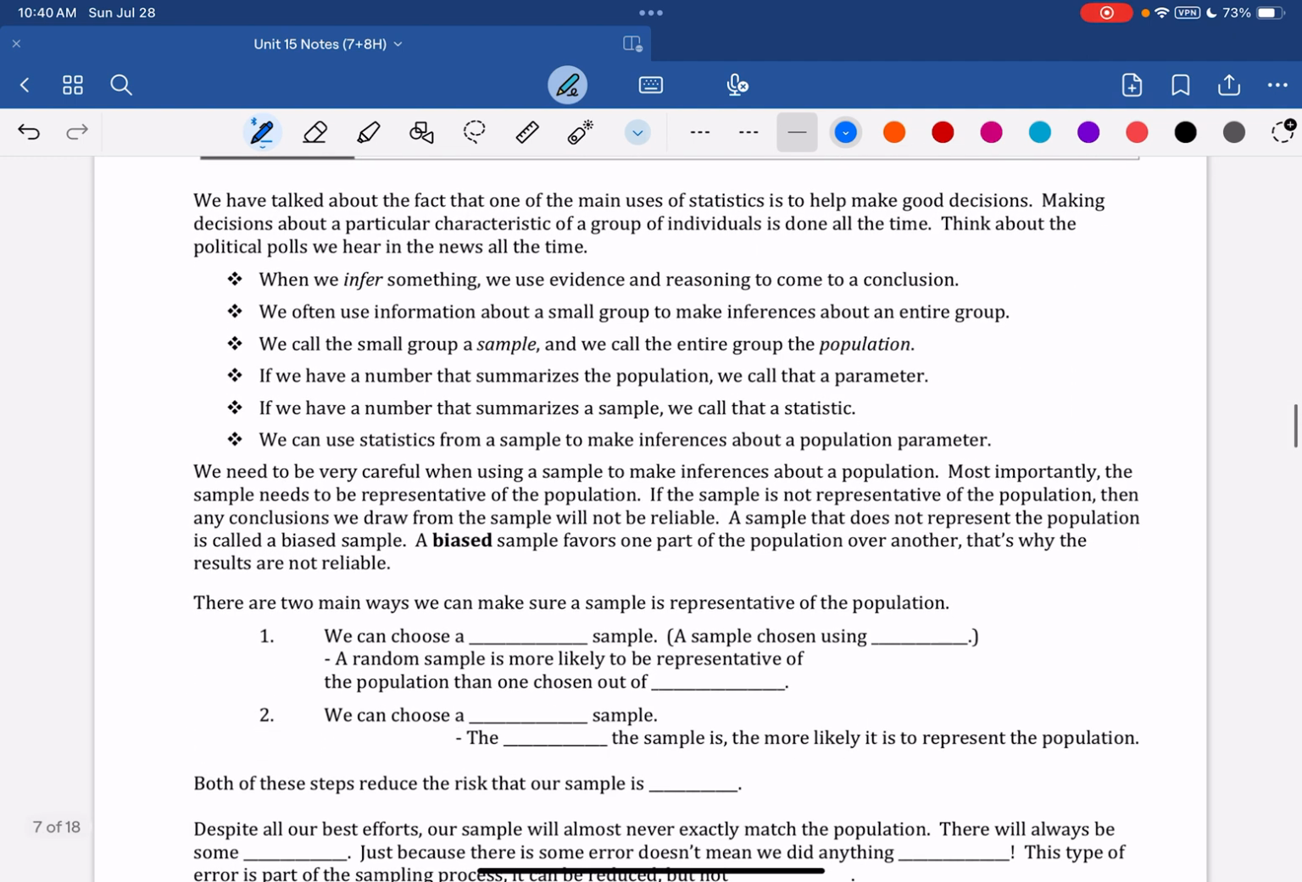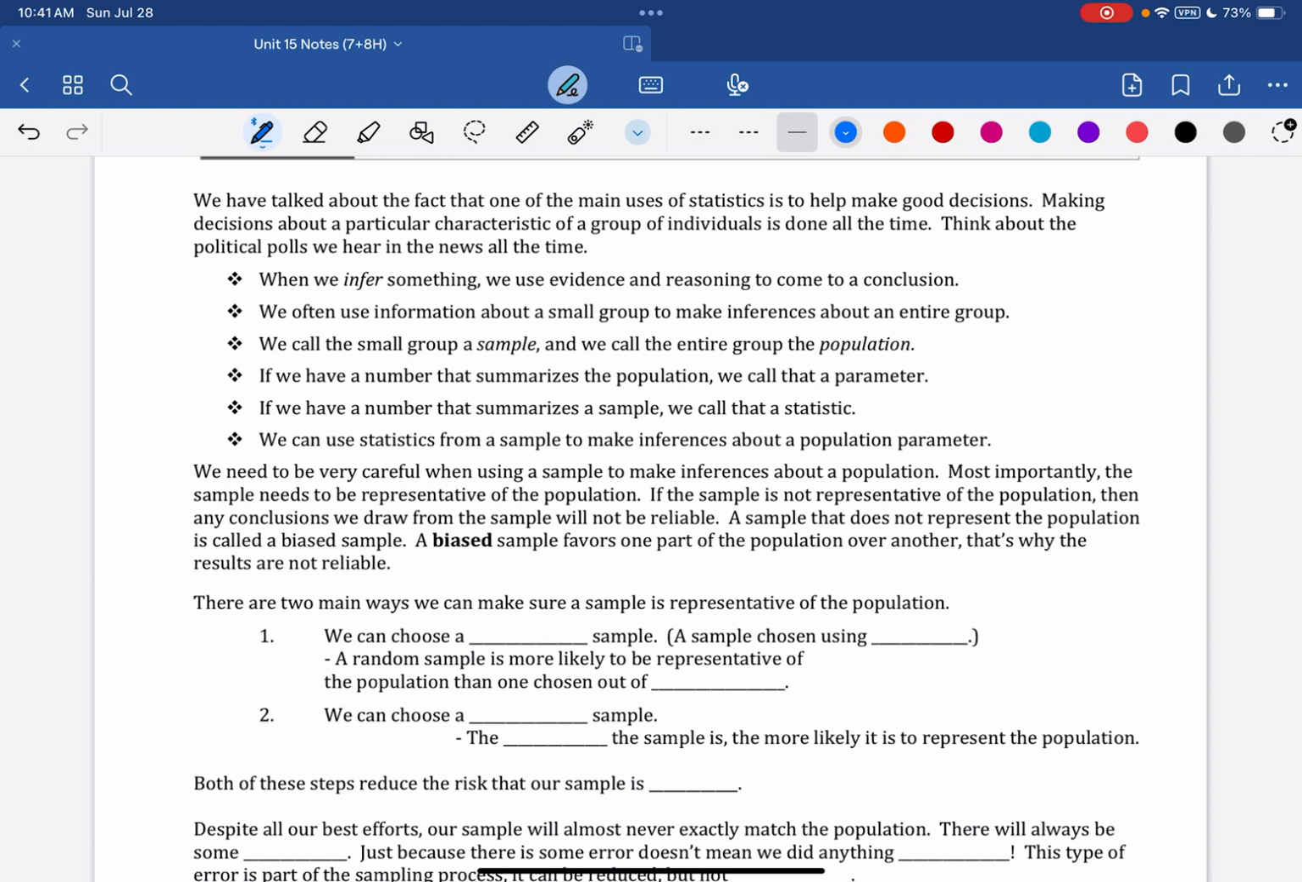Okay, so we have talked about the fact that one of the main uses for statistics is to help make good decisions. Making decisions about particular characteristics of groups of individuals is done all of the time. We hear political polls and statistics in the news all the time. So we infer something. We use evidence and reasoning to make a conclusion. We often use information about a small group to make inferences about a larger group.